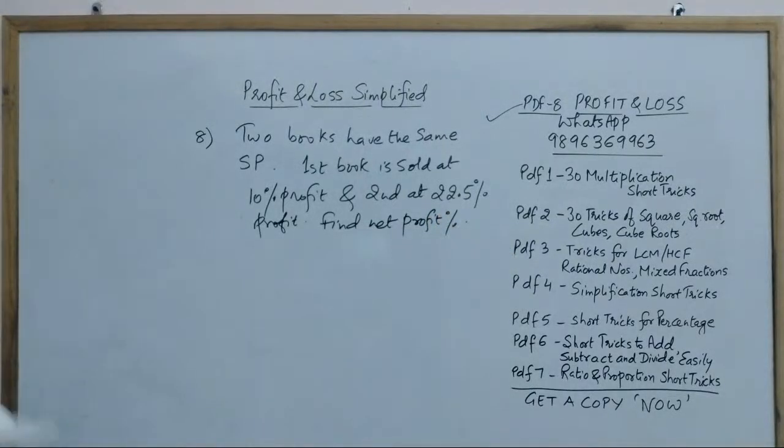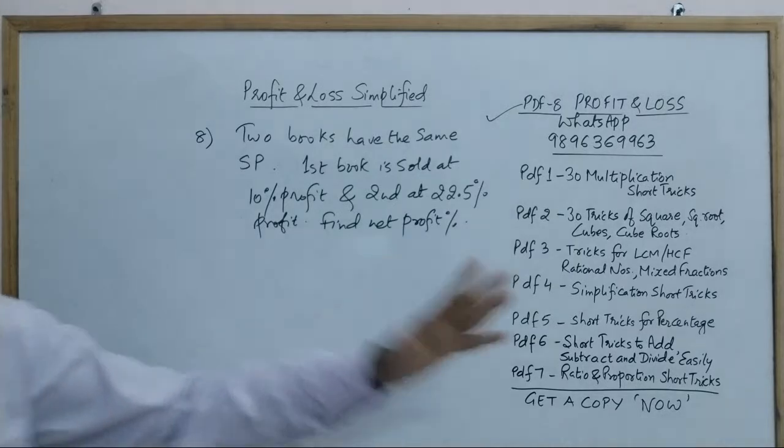Two books have the same selling price. The first book is sold at 10% profit and the second book is sold at 22.5% profit. So you need to tell me what is the net profit percent in this case.